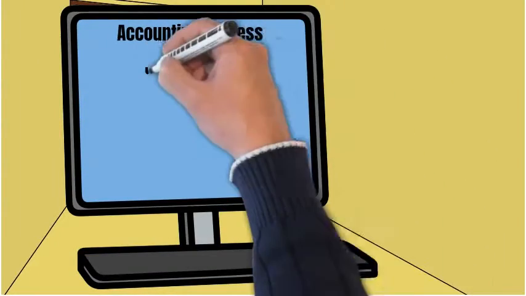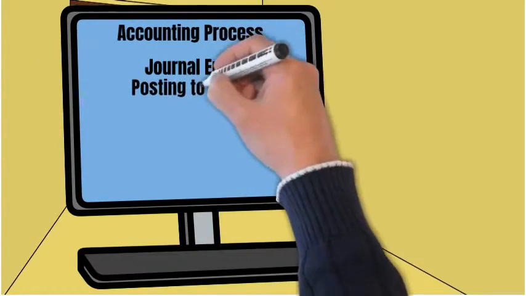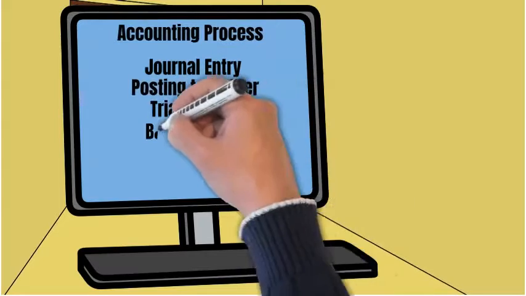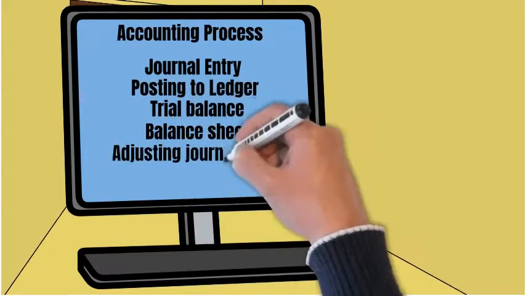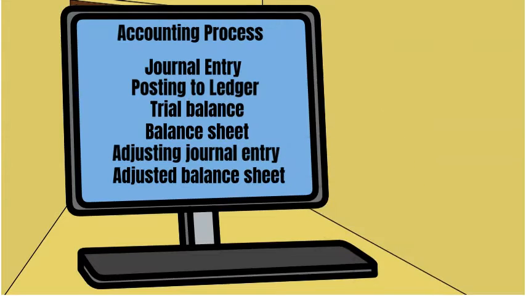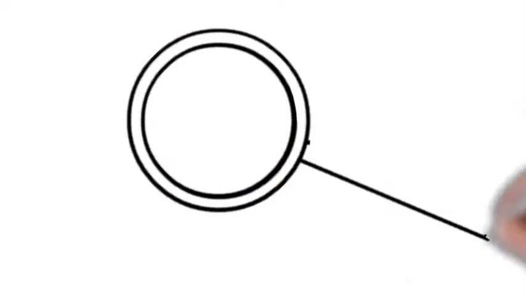Accounting process. Journal entry. Posting to ledger. Trial balance. Balance sheet. Adjusting journal entry. And adjusted balance sheet. Journal entry.